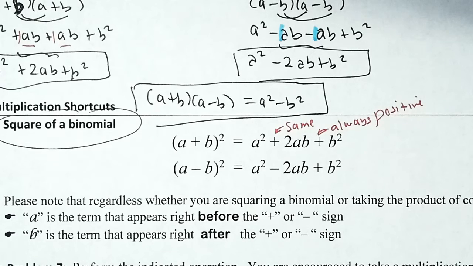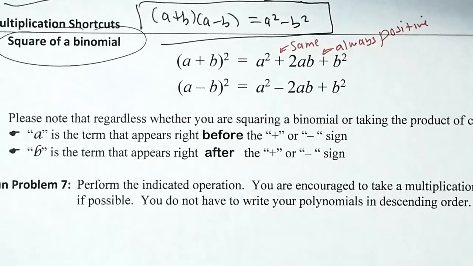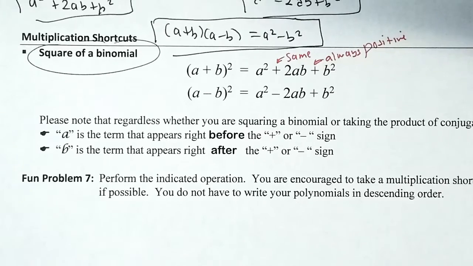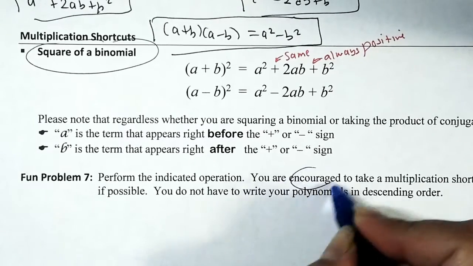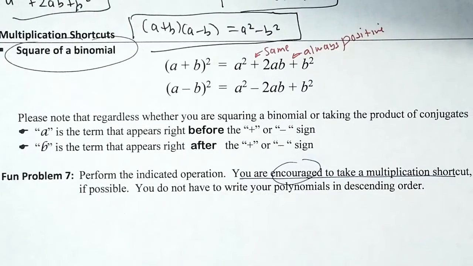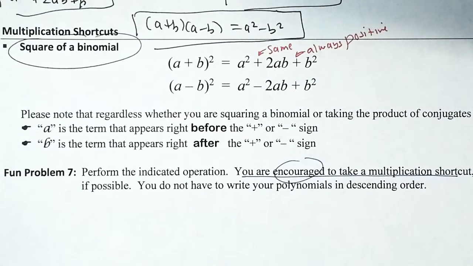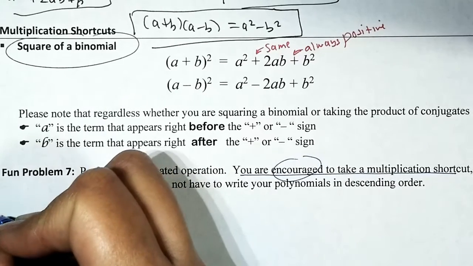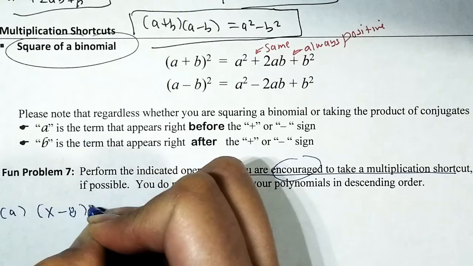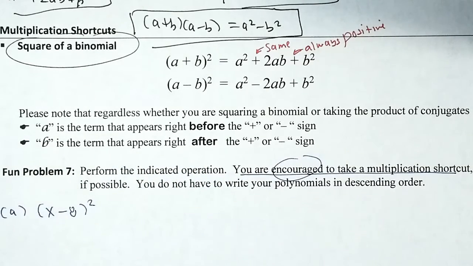Okay, so how many problems are we doing? We're at A through D, so that's 4. The directions read the same thing: perform the indicated operation. You are encouraged, but you don't have to, take the multiplication shortcut if possible, and you don't have to write the polynomials in descending order. Let's do the first problem. The first time around, we'll do it without the shortcut, and then the second time around, we're going to do our best to take the shortcut.